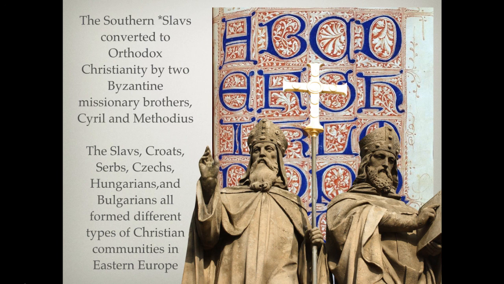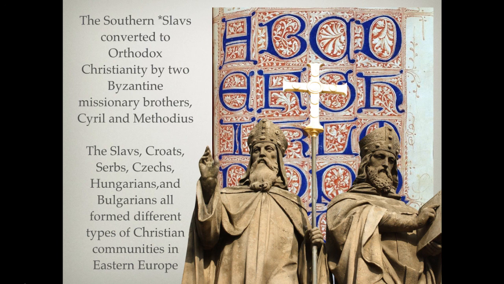their brothers, Cyril and Methodius. These two brothers, having retranslated some works into these people's own languages, ends up making a dramatic shift and a dramatic influence into these people's lives. The Slavs, Croats, Serbs, the Czechs, the Hungarians, the Bulgarians, all formed different types of Christian communities in Eastern Europe. Again, decentralization. No centralized ethnicity, no centralized form of Christianity. So we have a very decentralized trajectory of these cultures.